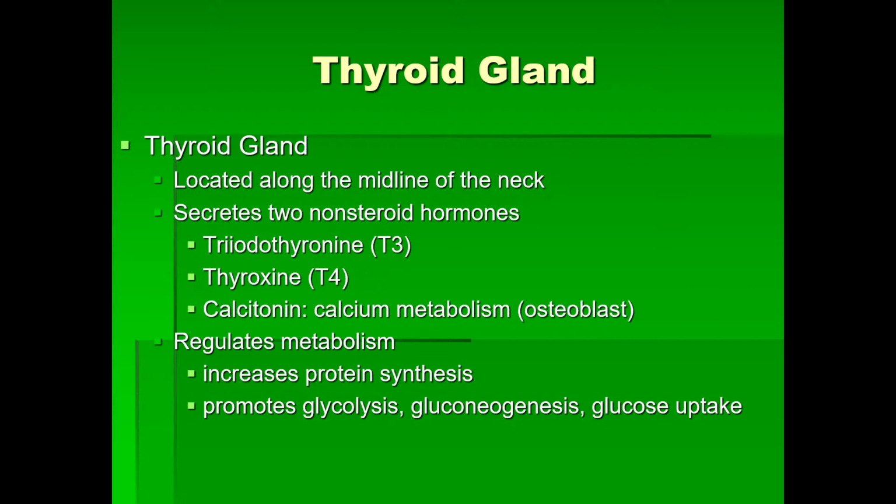And the calcitonin hormone, which is produced by the thyroid gland, is responsible for calcium metabolism. This calcitonin hormone is produced by the thyroid gland when the blood calcium level is comparatively high.